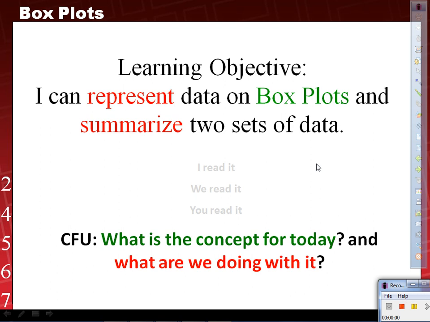Our objective for today: I can represent data on box plots and summarize two sets of data. Let's read together. 1, 2, 3. I can represent data on box plots and summarize two sets of data.